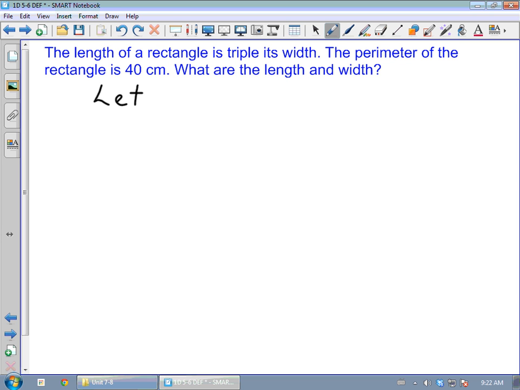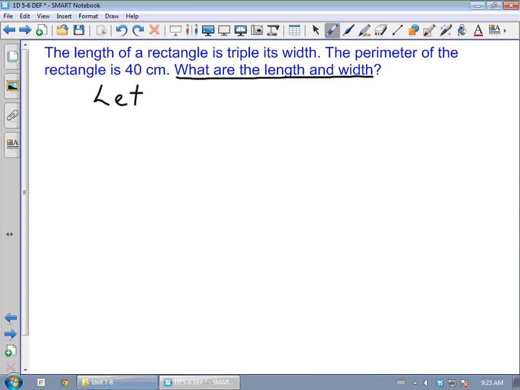Oh, wait. Before we even find that, what are we trying to find in this question? Heather, what are we trying to find? The length and the width. So what are the length and the width here? Okay, so we're going to choose a variable to represent one of them. Which one do you want to choose, Heather? Length or width?